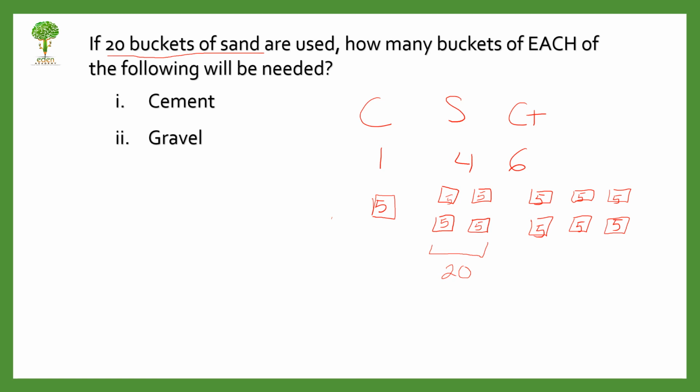So for cement we only need 5 buckets to match that 20 buckets of sand, and we will need 6 times 5 of gravel, which is 30. So we will need 30 buckets of gravel.